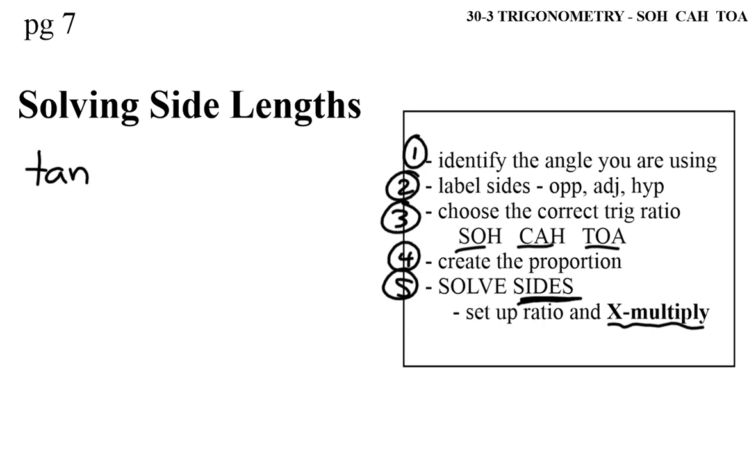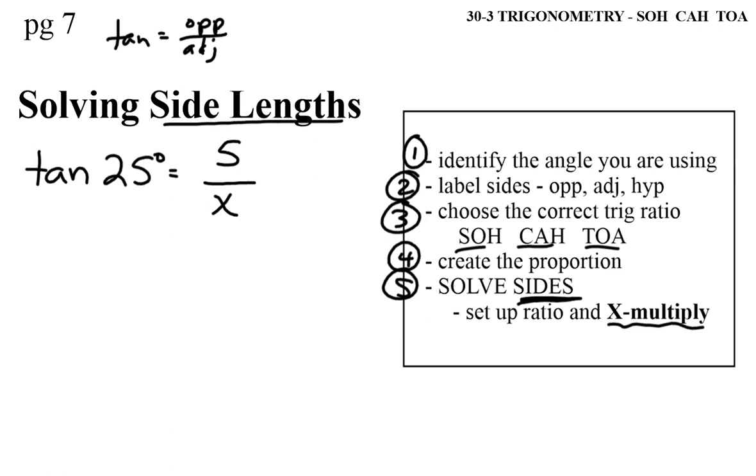Because this time, if we're finding a side, we might have, this is a little add-on that I'm giving you right now, we might know we have a 25-degree angle, and we might know that the opposite side is 5, but we don't know the adjacent. Because tan, remember, is opposite over adjacent. So this time, what changes when we're solving side lengths, we'll know an angle, but we don't know a side. So the question says to cross multiply.